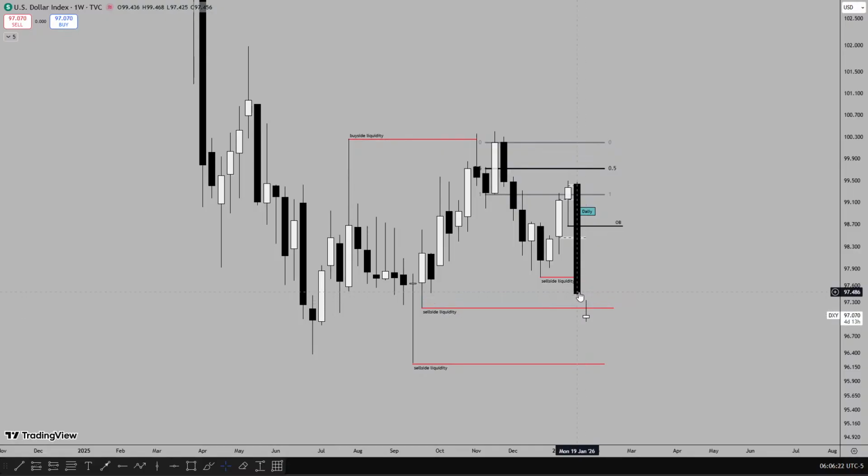So for a continuation, we need to look at the lower time frame to see if price is going to be retracing, which most times I do use the daily. So a retracement to a daily point of interest would be ideal to look for a continuation lower. But we'll be sticking to what the daily will be doing this week.